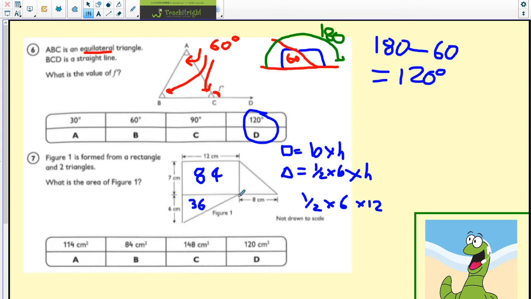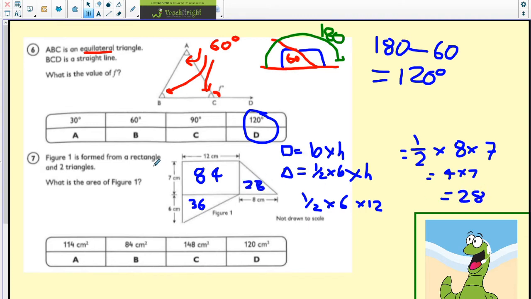This one, the base is 6, the height is 7, so it's going to be half of 8 times 7. And with this, I'm going to do half of 8, which is 4, times 7, which is the final answer. It's going to be 28.